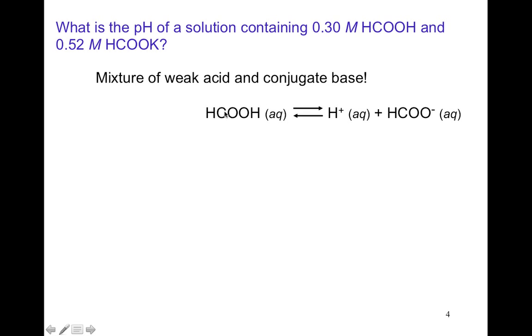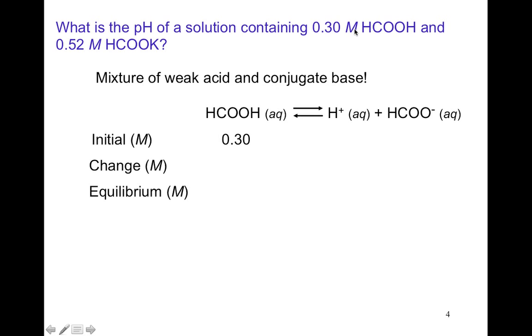So we write the acid equation out. We say, okay, this is our acid. It's going to give up a hydrogen, because that's kind of what acids do, and it's going to leave this ion here, the HCOO-. Then we set up our ice chart, and we say, okay, we start with 0.3 of HCOOH. We start with no hydrogen that we know of, and we actually start with 0.52 HCOO-, because the salt will break into 0.52 molar HCOO- and 0.52 molar K+.